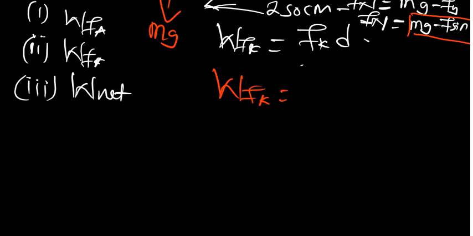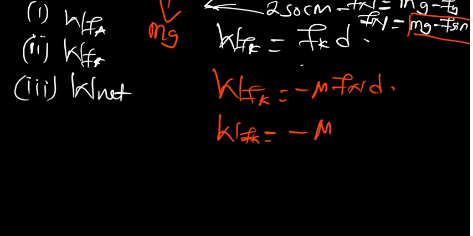But what is the normal force in that case? The work done by the friction is going to be negative mu. What is the normal force? Normal force is mg minus F sine theta, times d. If you want, you can find this one in advance and just plug in the value there.